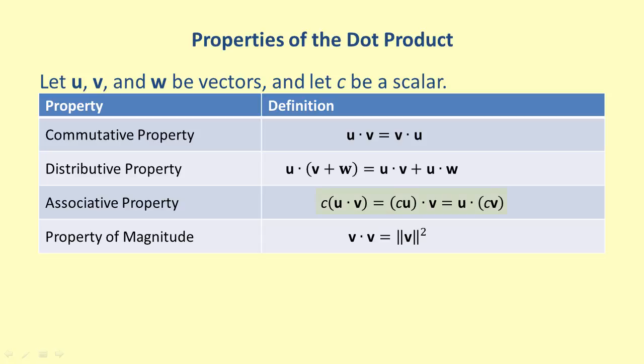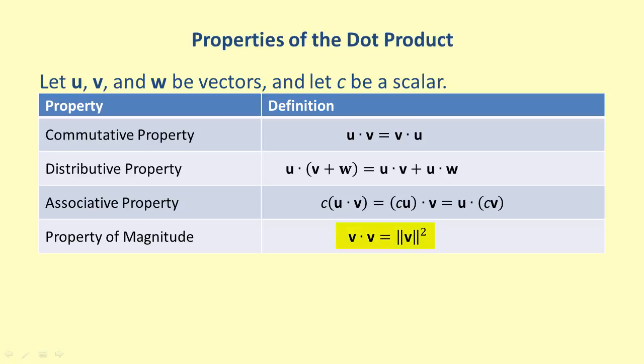The associative property states that if a scalar c multiplies the dot product of u and v, the result is equal to the dot product of the scalar multiple cu and v, and it is also equal to the dot product of u and the scalar multiple cv. This property also looks similar to the associative property for real number multiplication, but with dot products.